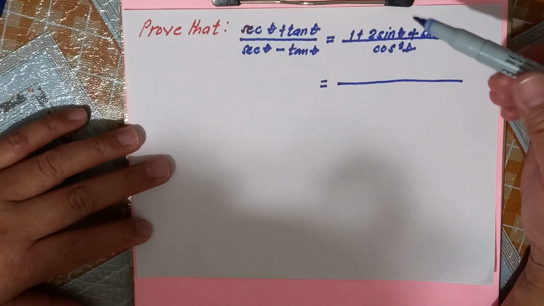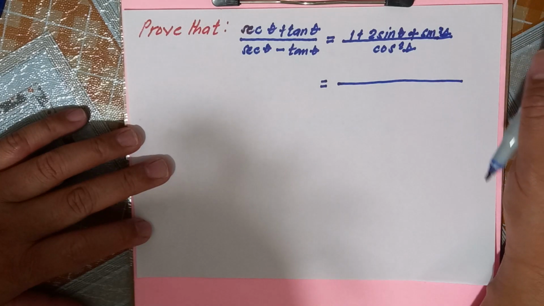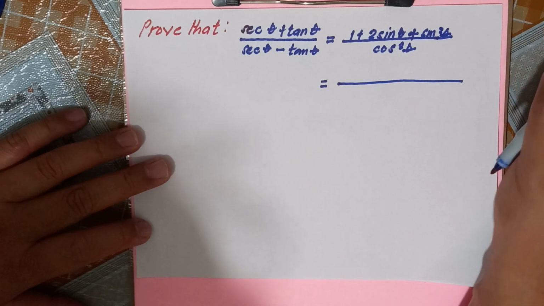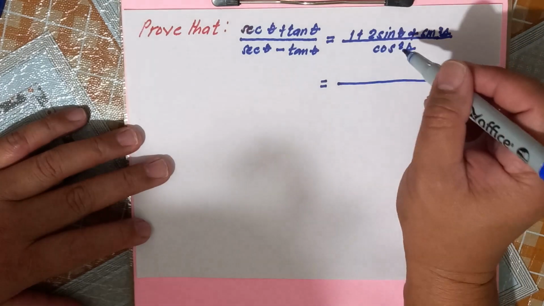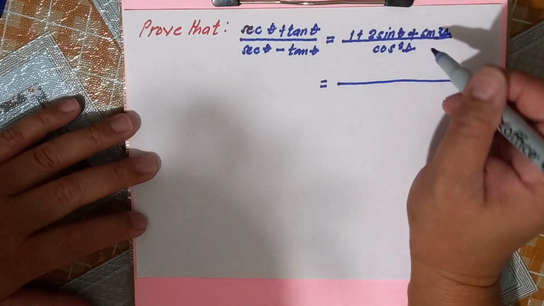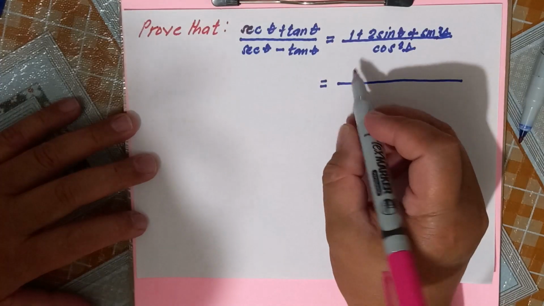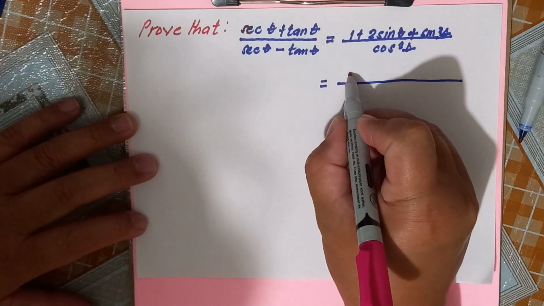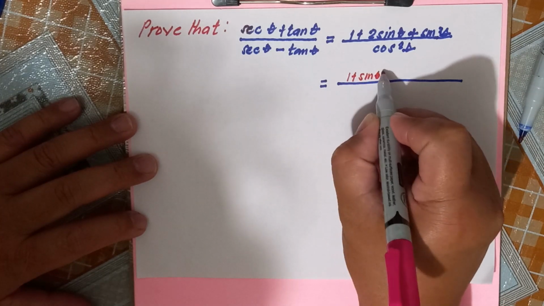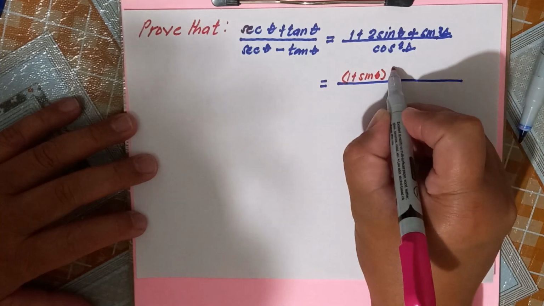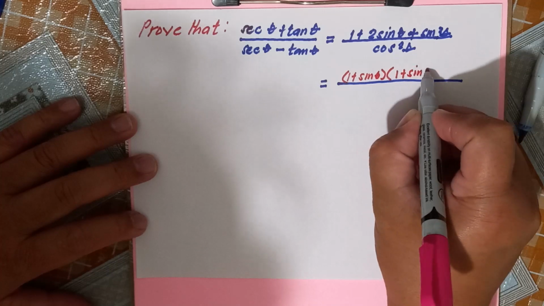Notice that my numerator on the right side is a perfect square trinomial. So if that is a perfect square trinomial, the question now is, what is the binomial factor of this trinomial? It is the same as saying 1 plus sine theta multiplied by 1 plus sine theta.